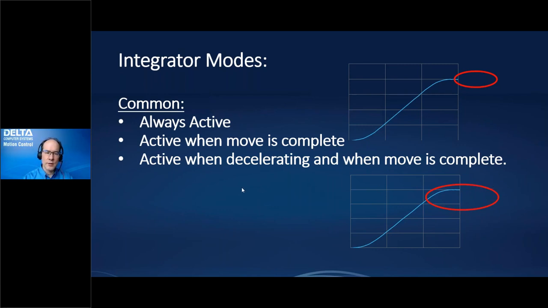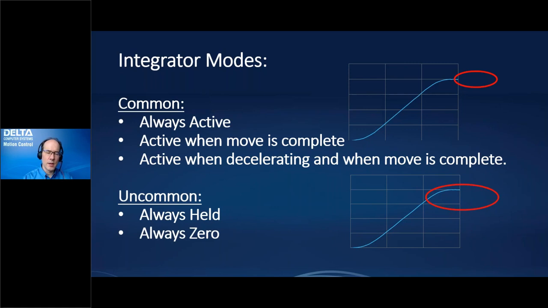In the RMC, we have a couple other integrator modes that are not so common. Always held and always 0. Always held means it just stays at whatever value it was when you told it to always hold. Then always 0, it's just always 0. It's extremely rare to use these methods. So we normally only just talk about either always having it on, or when the move is complete, we call it in position, and then active when decelerating and when the move is complete.